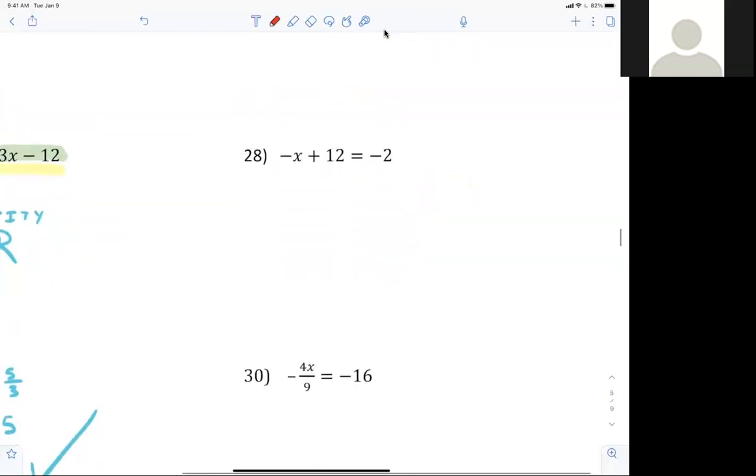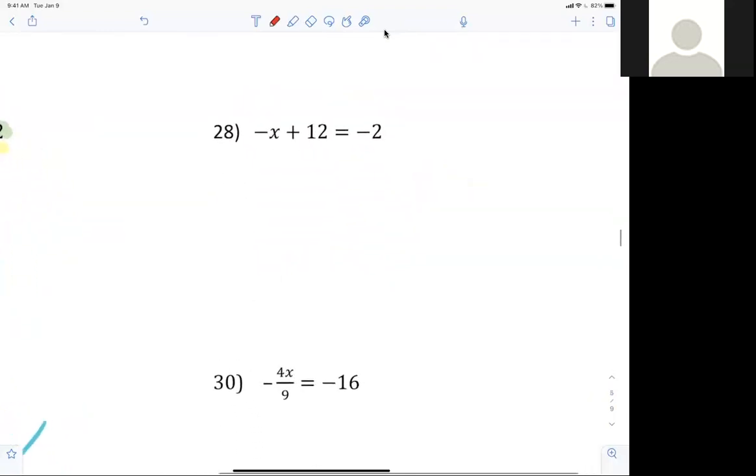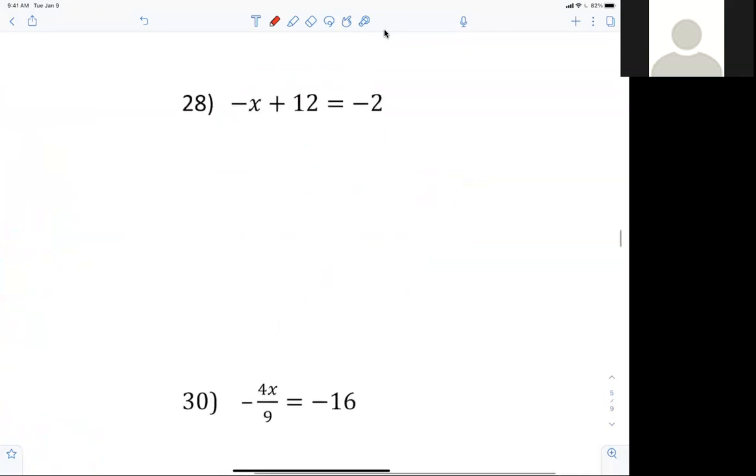Let's try 28, it's a good one. All right, so Brennan, what am I doing on 28? When I do minus 12, and when I do that, I get what? Negative 14. And now what?